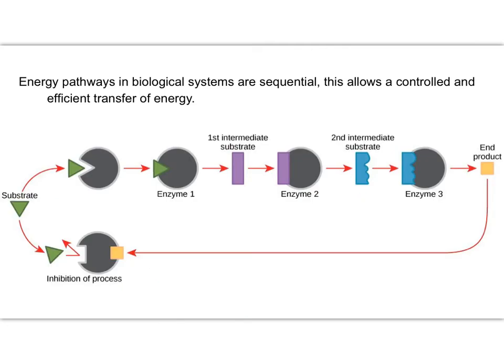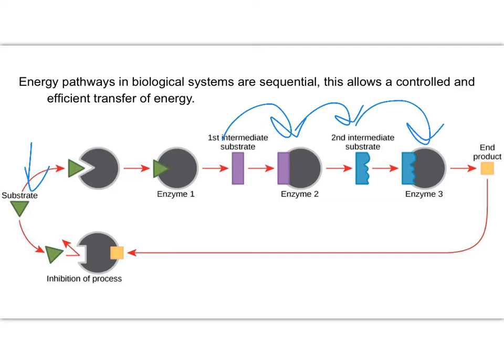These energy pathways in these biological systems, they're sequential. They're going to go in an order, and they go in this order to help maintain control and help the energy to be efficient, making sure that the energy is being transferred to the correct coupled reaction that it needs to go to. For example, in this picture here, you can see the substrate over here is combining with enzyme number 1 here, which creates an intermediate substrate, which then combines with enzyme number 2, which creates another substrate, which then combines with enzyme number 3 before I ever get my final end product.